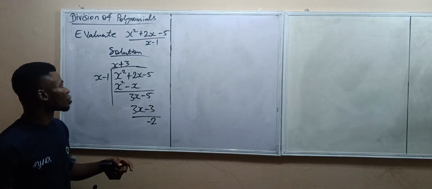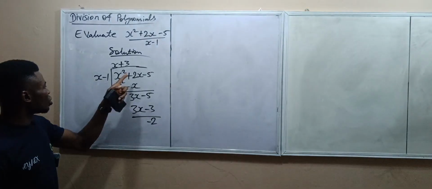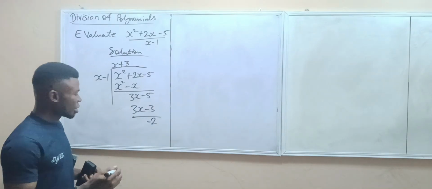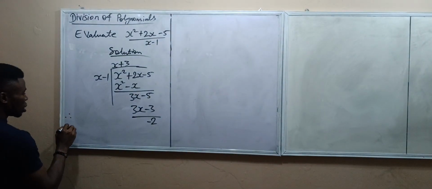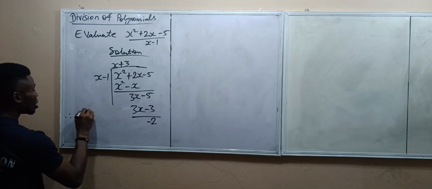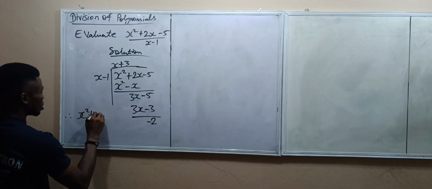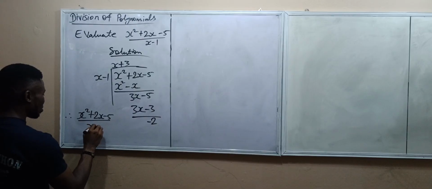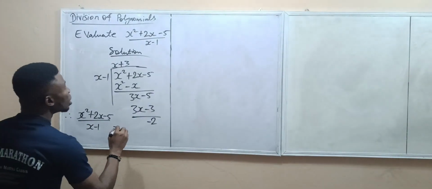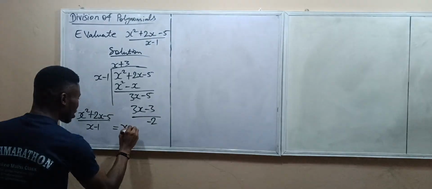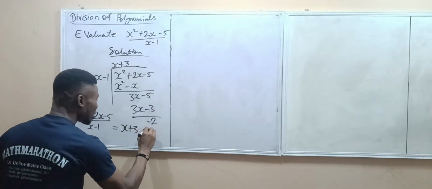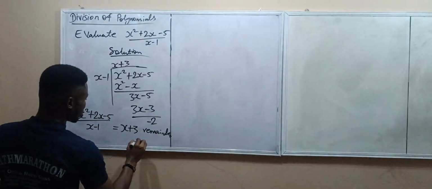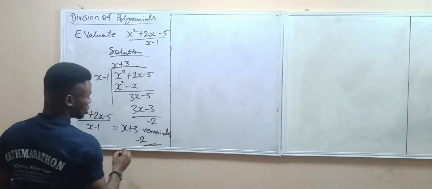Now, if you look at this one, there is nothing you will multiply with this x that will give you 2, right? Therefore, x squared plus 2x minus 5 divided by x minus 1 will give you x plus 3 remainder. Remainder what? Minus 2.